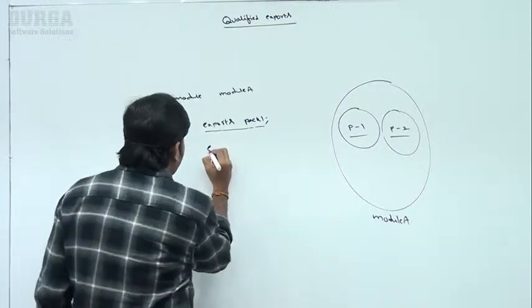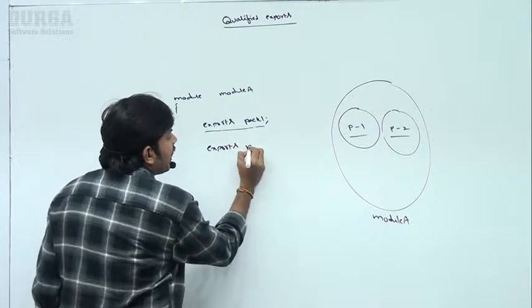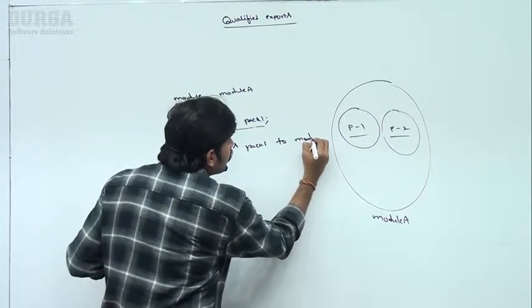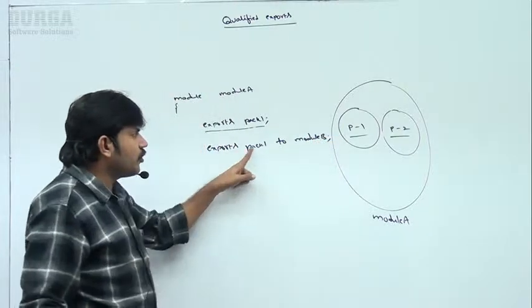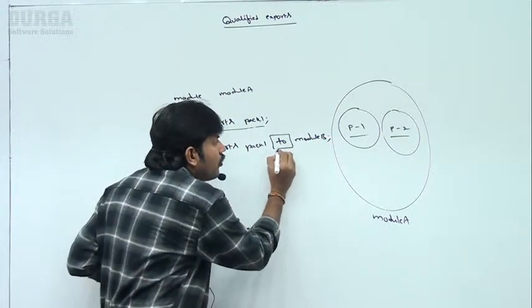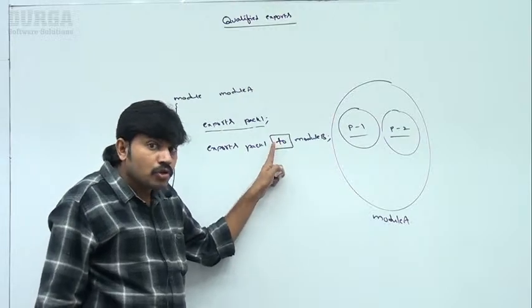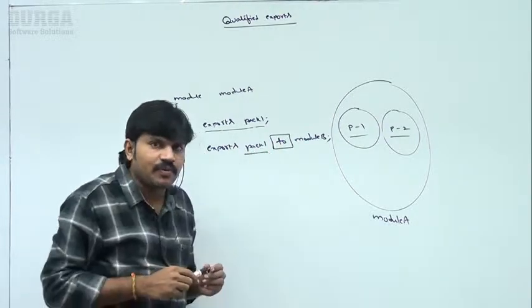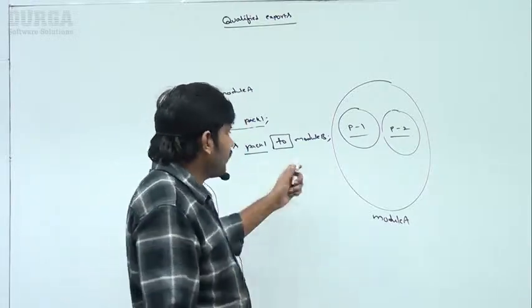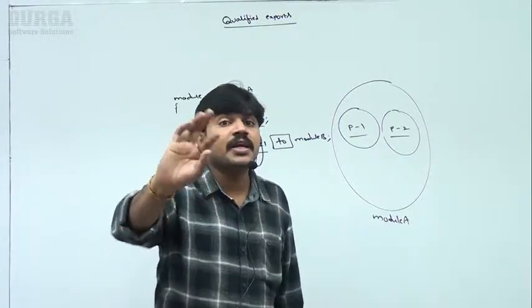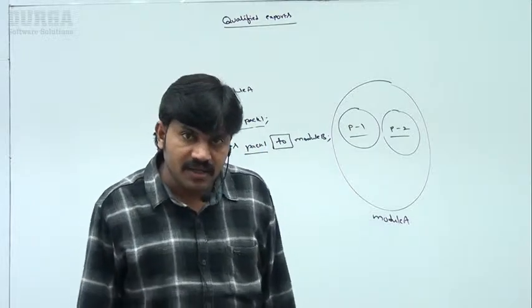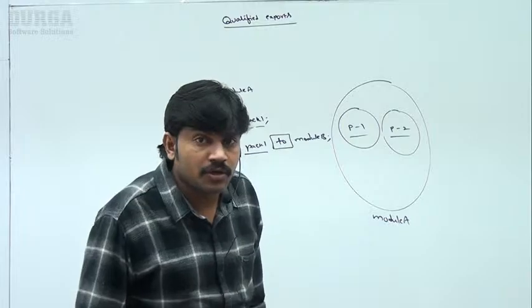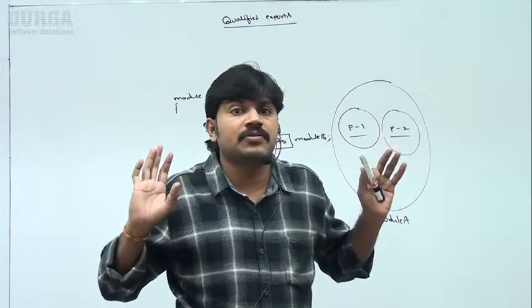Observe that. Exports pack 1 to module B. Are you getting which keyword I'm using? To module B. So now pack 1 is available only for module B. For the remaining modules, it is not available. Clear, right? Remember this one.